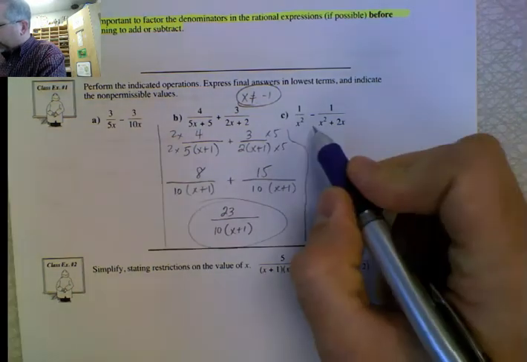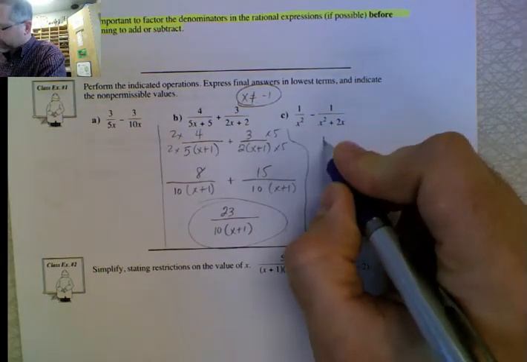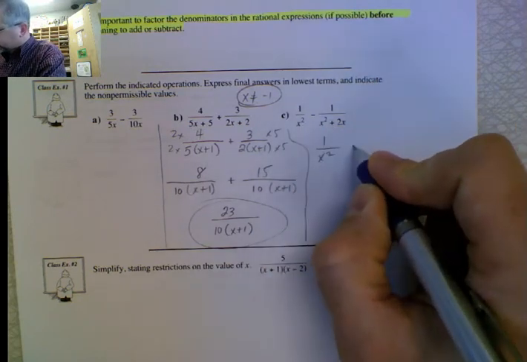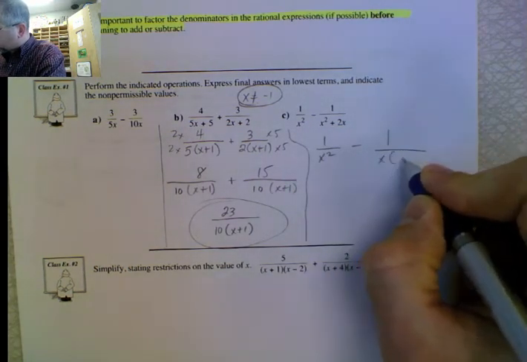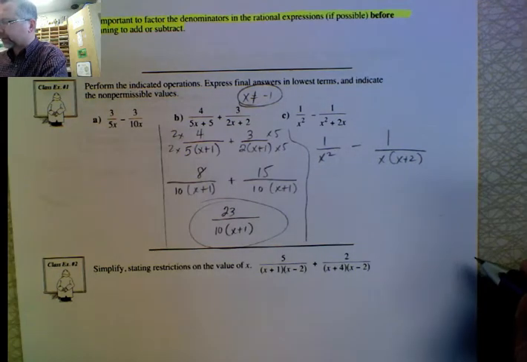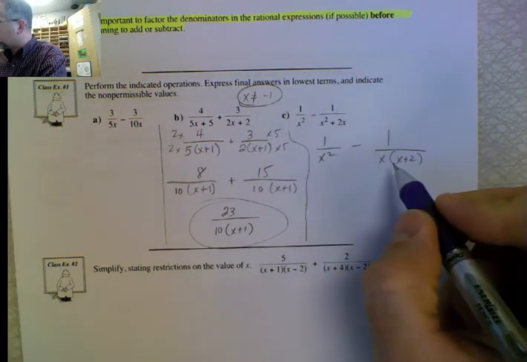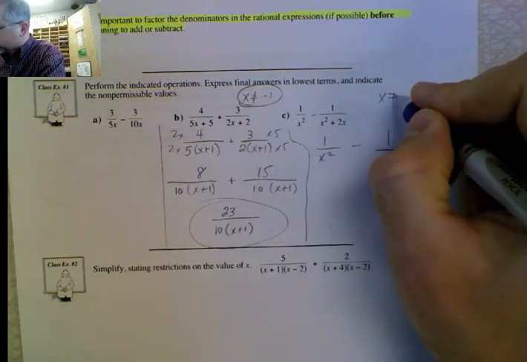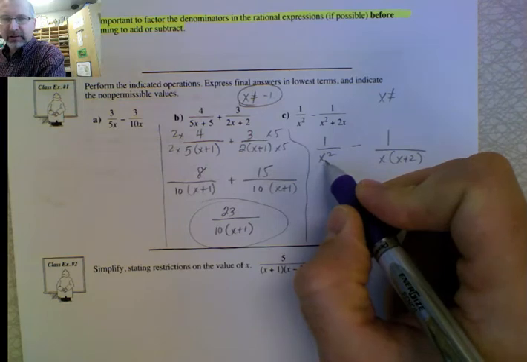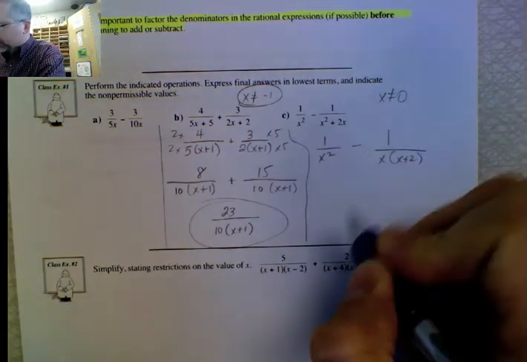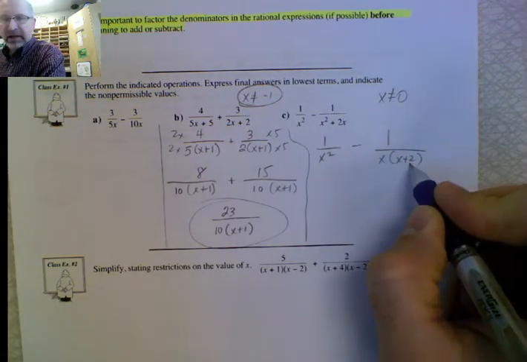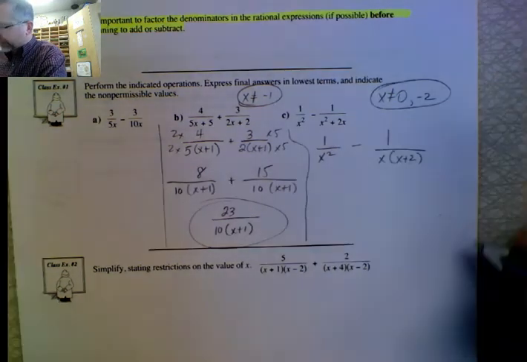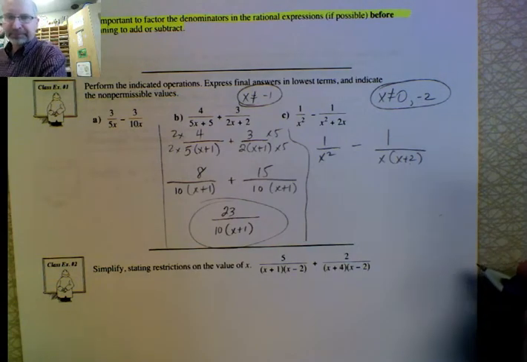Second example, you cannot take out a common factor in the first set of factors, but you can take out a common factor of x in the second one. So now, before we come up with our common denominator, we need to do our restrictions. x squared cannot equal 0. So that also means x cannot equal 0. If you take x plus 2 and equate it to 0 and solve for x, we get x cannot equal negative 2 as another restriction.